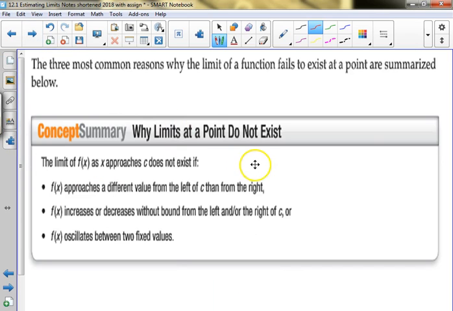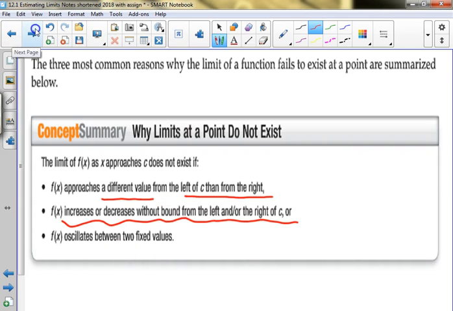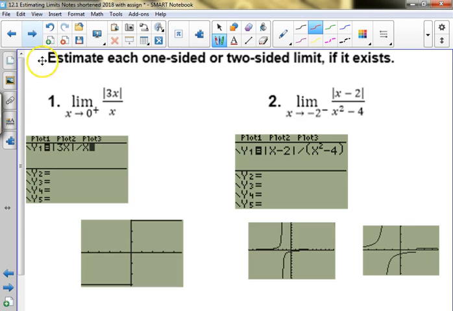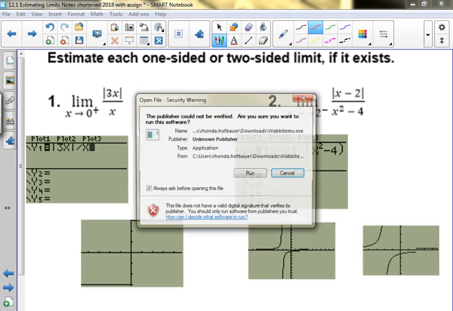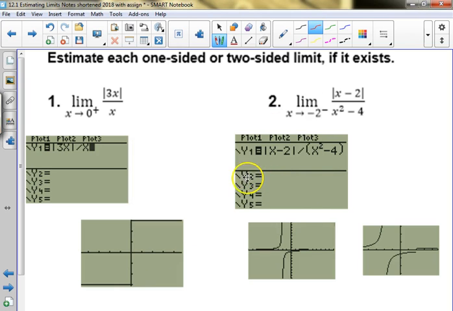All right, so a limit does not exist if it approaches a different value from the left than from the right, or if it increases or decreases without bound from the left or the right. In other words, it's swooping up or down, or if it oscillates between values. It just means goes back and forth. All right, we're going to try these, okay? Now, I already put graphs on here because I kind of want this to go fast, but let's do a few.